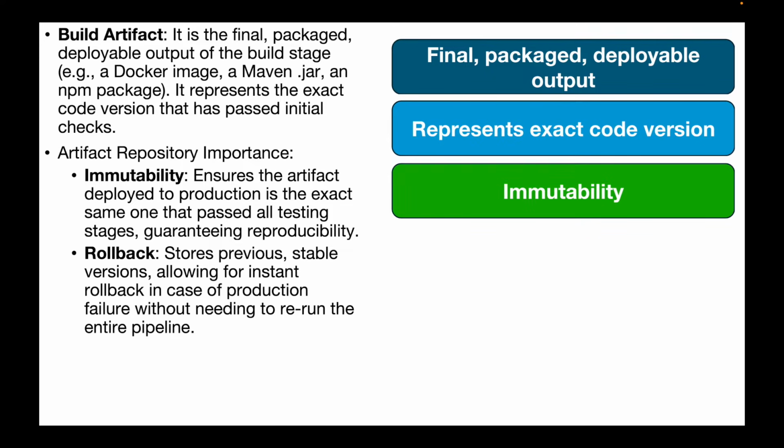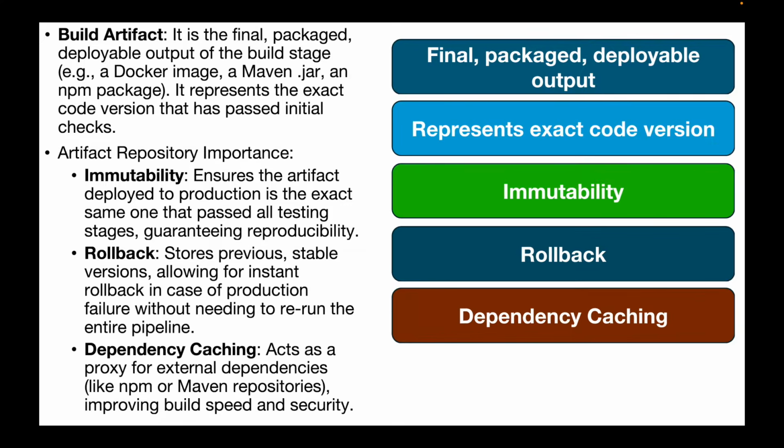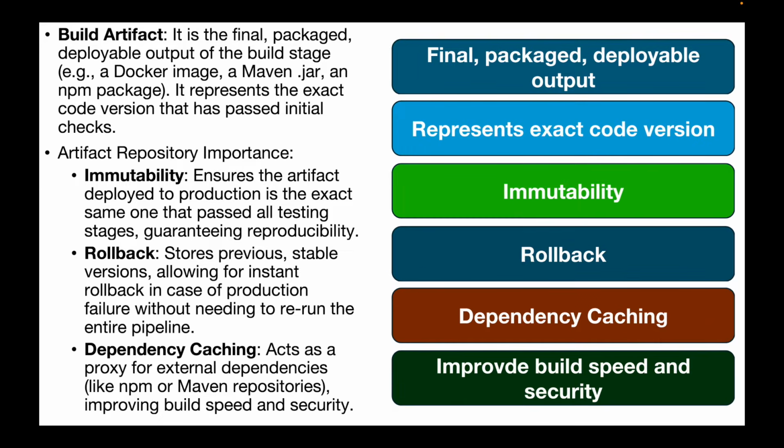Then you have your rollback. So you can easily store previous stable versions, allowing for instant rollback in case there is a failure in your production without needing to rerun the entire pipeline. Then you have your dependency caching. So this acts as a proxy for external dependencies like your npm or maven repositories, and this improves the speed of your build and the security as well.